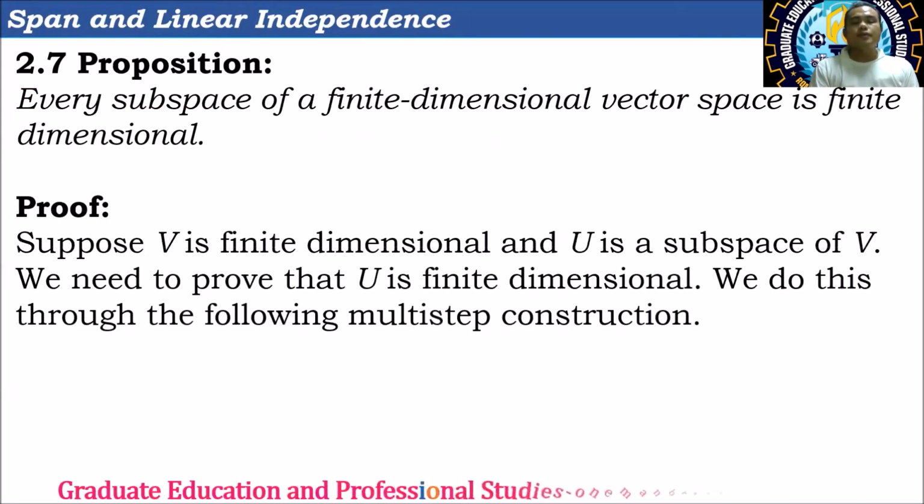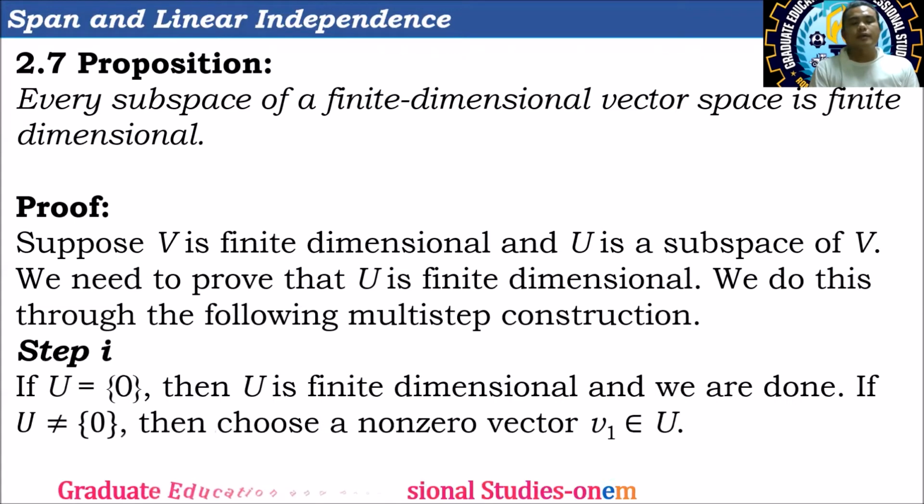So as proof, suppose V is a finite dimensional and U is a subspace of V. We need to prove that U is a finite dimensional. We do this through the following multi-step construction. Okay, step I. If U is equal to 0, then U is a finite dimensional and we are done, of course. But if U is not equal to 0, then choose a non-zero vector which is an element of U.